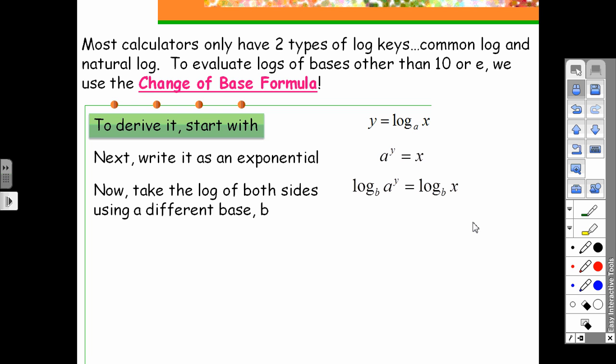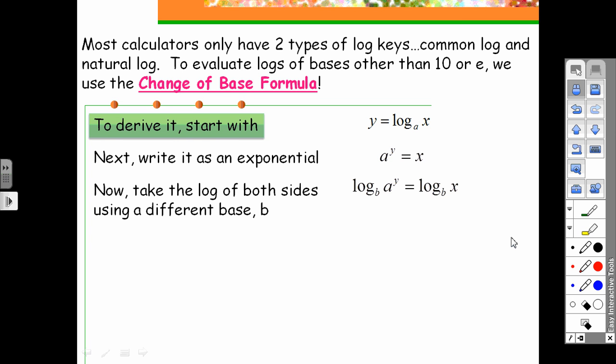The next thing we're going to do is whatever we do to one side, we do to the other side, and that is that we're going to take the log of both sides. But our log is going to be base b. This is just in general, it could be any base that we want as long as it fits the restrictions. We're going to do it to both sides so it keeps it balanced.